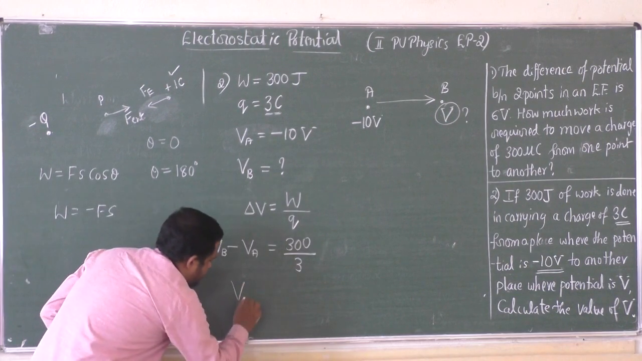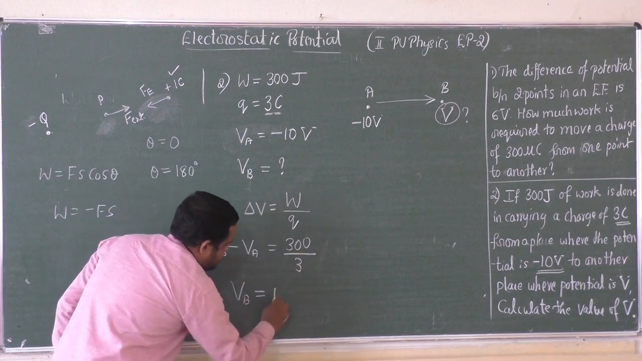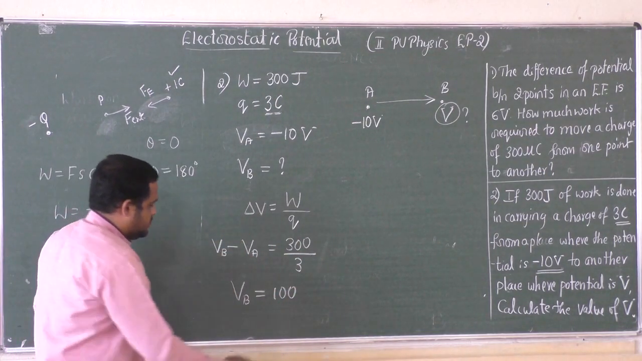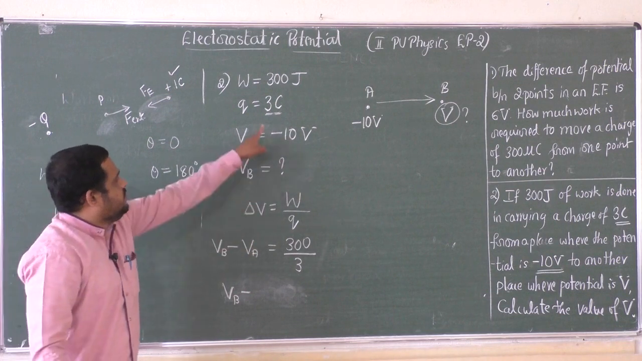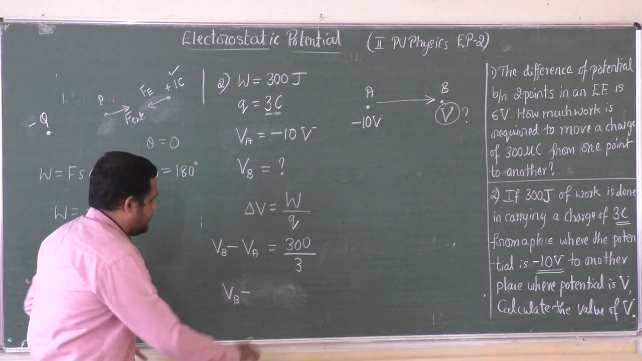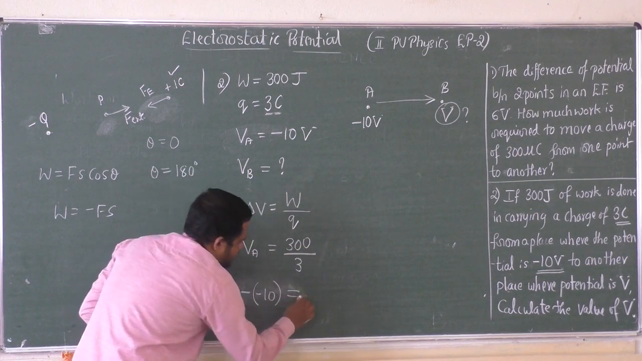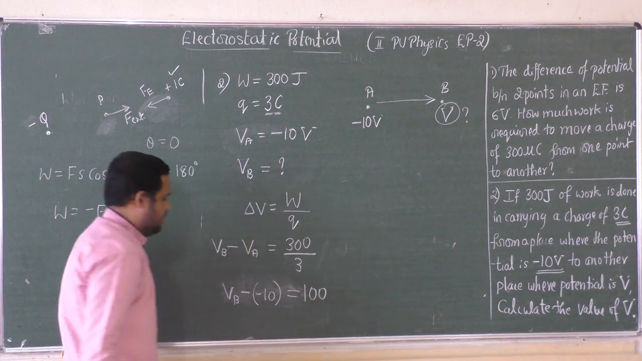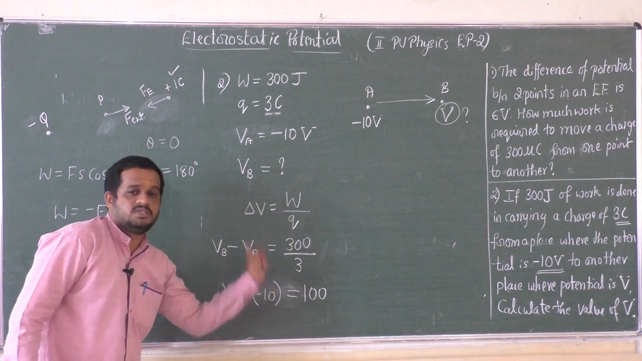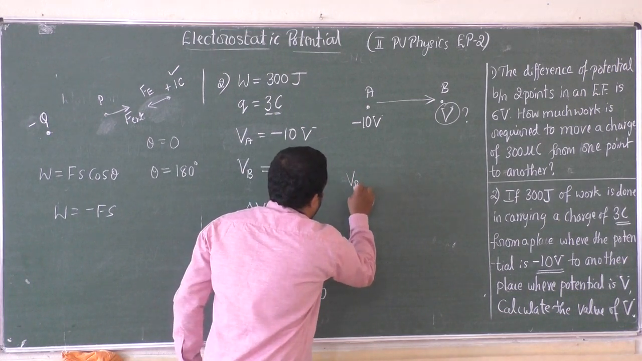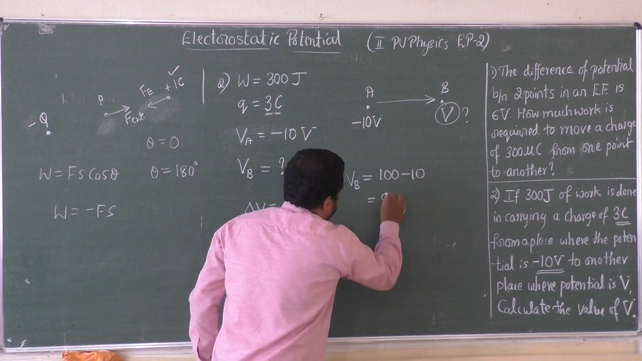So VB minus VA is equal to 300 divided by 3, that is 100. VA is minus 10. Potential at A is minus 10. Therefore VB minus of minus 10 is equal to 100. So minus into minus plus, if you take this to the right hand side, it becomes minus 10. So potential at the second point VB is equal to 100 minus 10, that is equal to 90 volt.